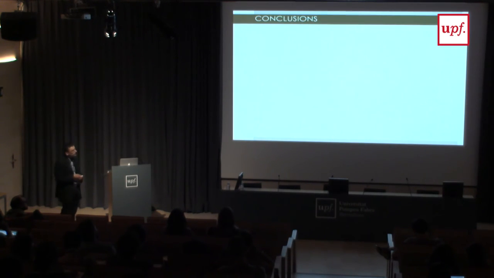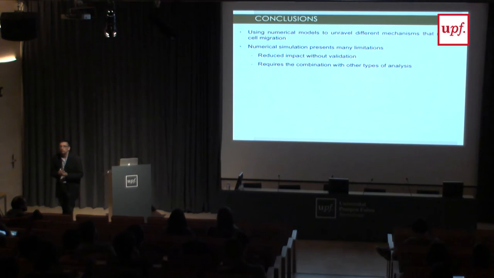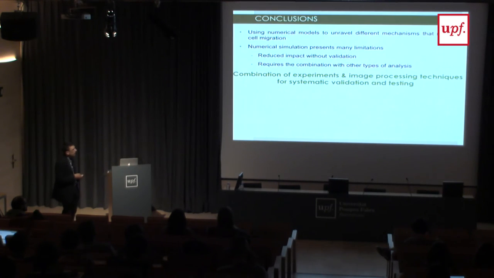So I would like to finish with some general conclusions. I have tried to show some numerical examples that we have used to investigate how different mechanisms can regulate migration. In our opinion, numerical simulation is a very good tool, but the problem is we require validation, because without validation, the impact is not enough. For validation, we need to combine technologies: experiments, in vitro or in vivo, and image processing techniques to quantify and measure data. Later, with this information, we can validate and test our models. It is fundamental.